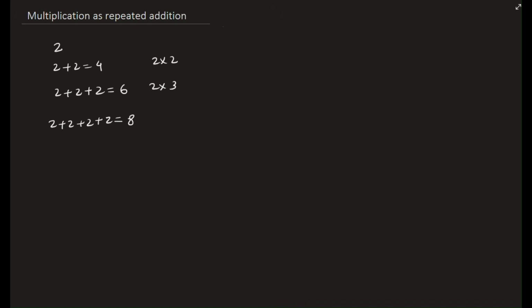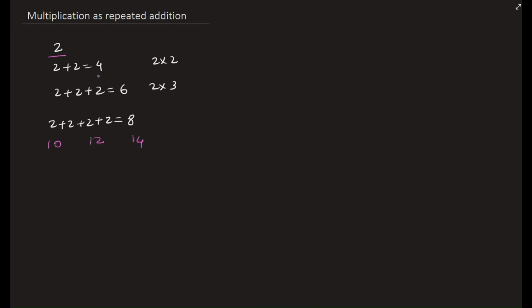What is the definition of multiplication? It is repeated addition. Say I have the number 2. 2 plus 2 equals 4. Then again, 2 plus 2 plus 2 equals 6. 2 plus 2 plus 2 plus 2 equals 8. If I keep adding 2, next I get 10, then 12, then 14.